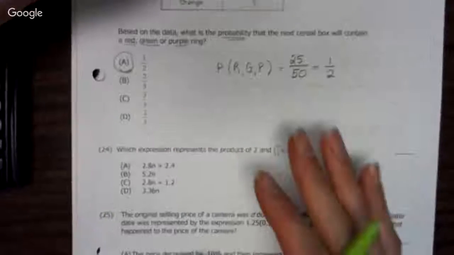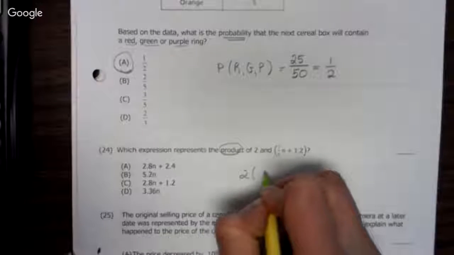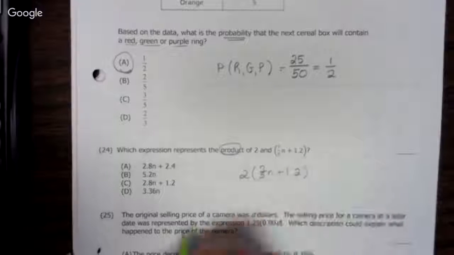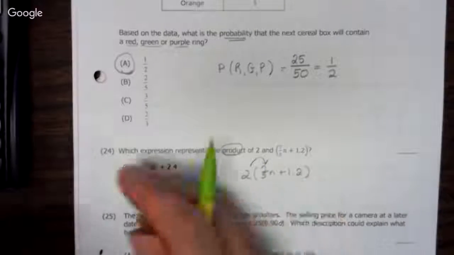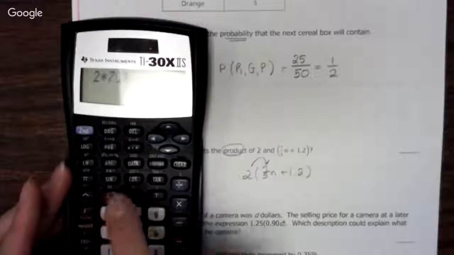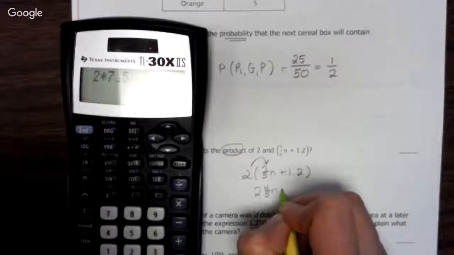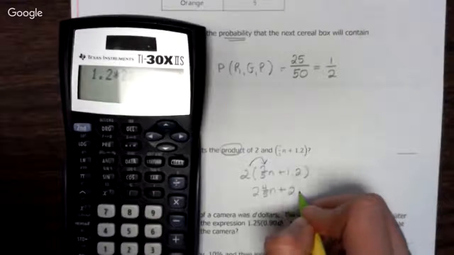All right, number 24. Which expression is the product? Product means you're multiplying. So we're doing 2 times 7/5 n plus 1.2. Now, when you're doing product like this, number outside of a parentheses, we're going to distribute. So 2 times 7/5. I'm going to do that right on the calculator. That gives us 2 4/5 n plus 1.2 times 2 is 2.4.